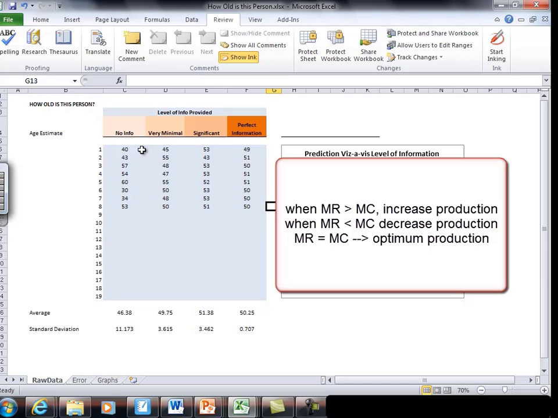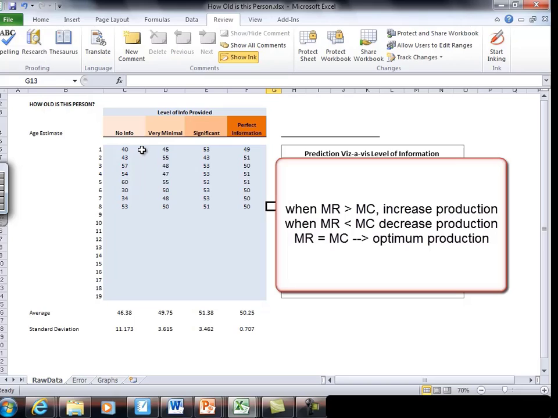If your marginal revenue is greater than your marginal cost, what would you do as it relates to the volume of production? Would you increase volume of production? Would you decrease, or would you stay? Edward says increase. Correct. Increase. Because every additional unit that you produce generates more revenue than each unit costs. So there is a profit to be made.